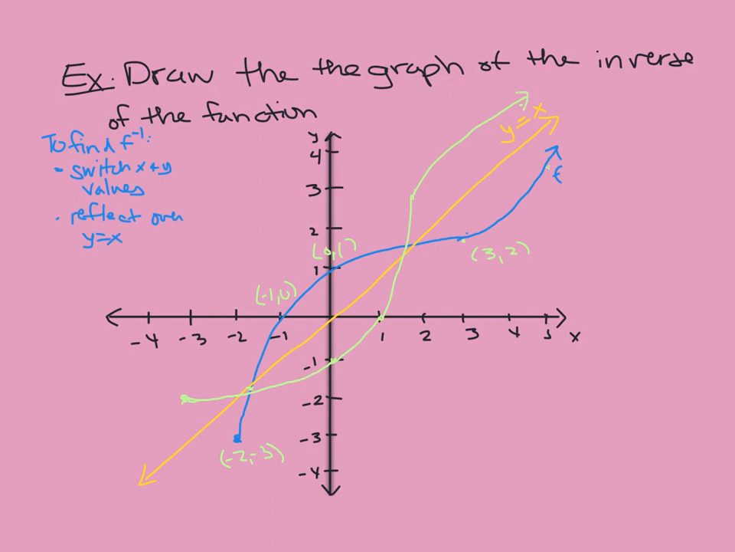So it's not a perfect graph. You don't have to be perfect, but you kind of get the idea. I'm hoping. I just want you to basically get the right idea of what it looks like. So I want you to notice that the x and the y values switch around, and it's also a reflection over the line y equals x.